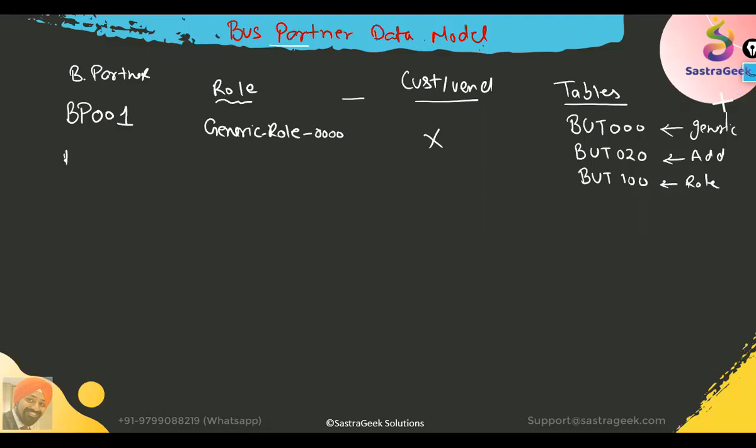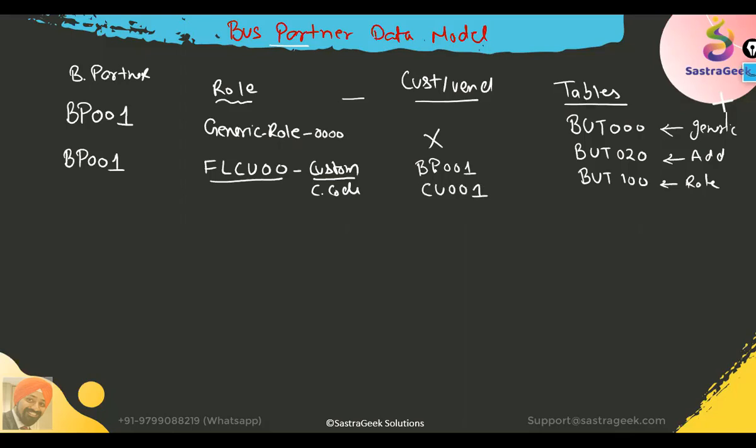Now we would be extending this business partner BP001. We will be expanding it to FLCU00 role. This is your customer company code. So by extending it, we will be creating it as a customer and we will be maintaining its data at the company code level. Okay, so what will happen? Here customer would be created. The customer number can be BP001 or it can be CU001 or it can be any another number.